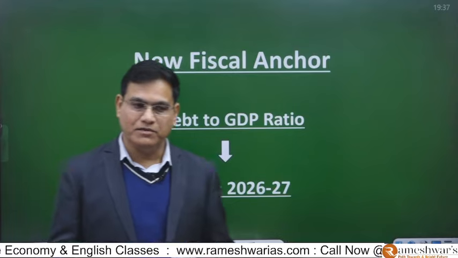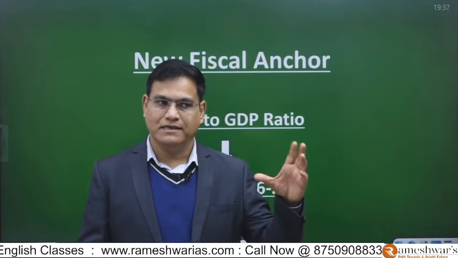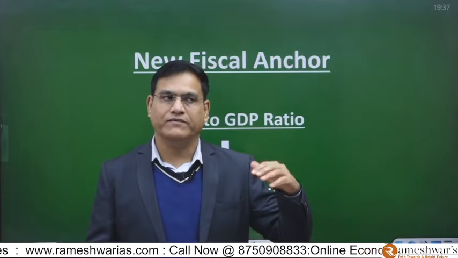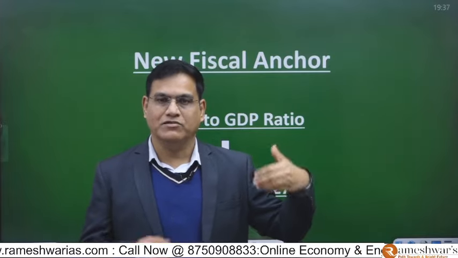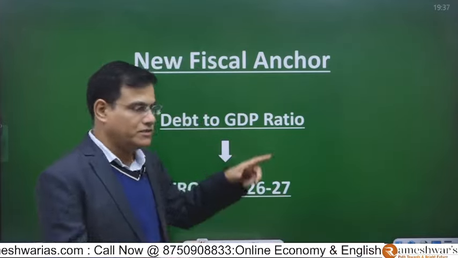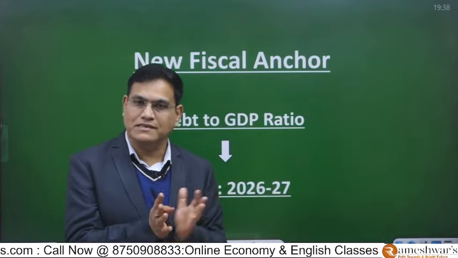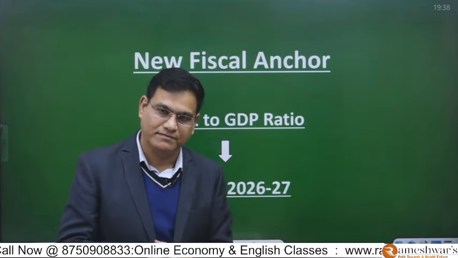So first of all, what are fiscal anchors? Fiscal anchors are fiscal targets, like a particular level of fiscal deficit to be achieved, a particular level of revenue deficit to be achieved. Similarly, a particular level of debt to GDP ratio is to be achieved. So when you make such kind of targets, they are technically called fiscal anchors.